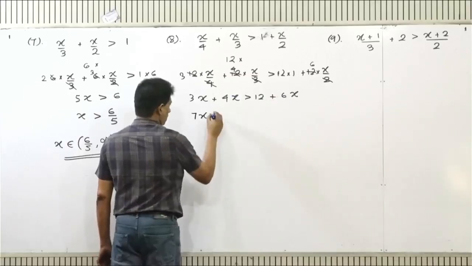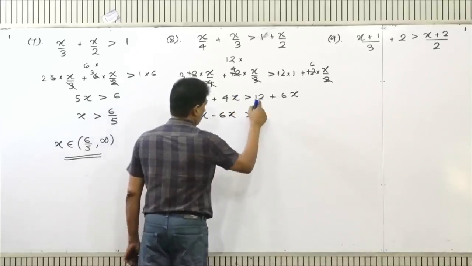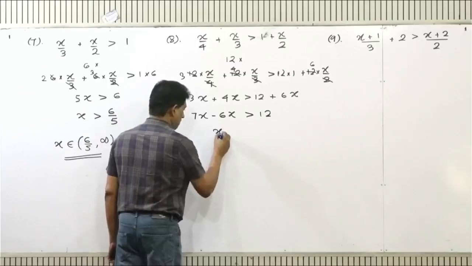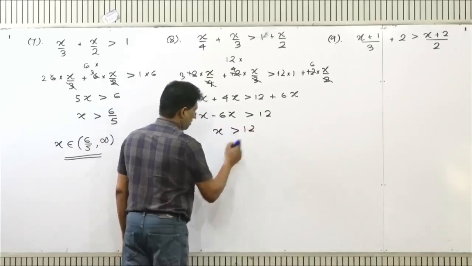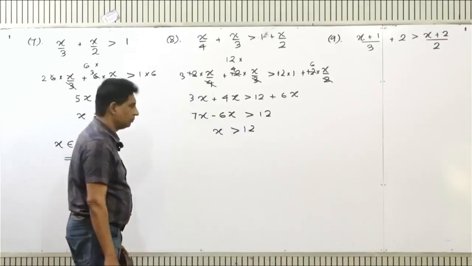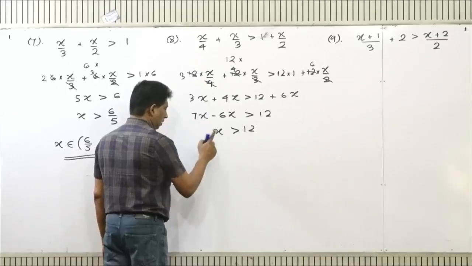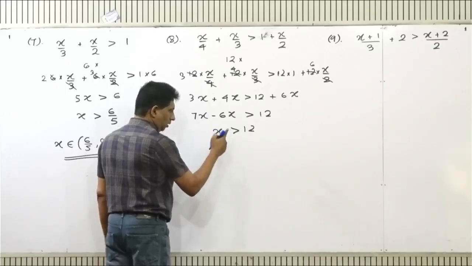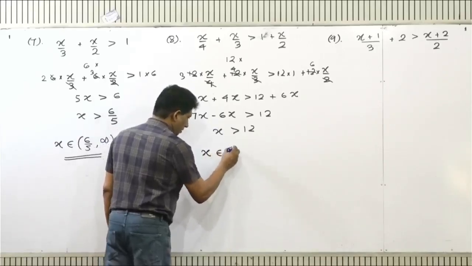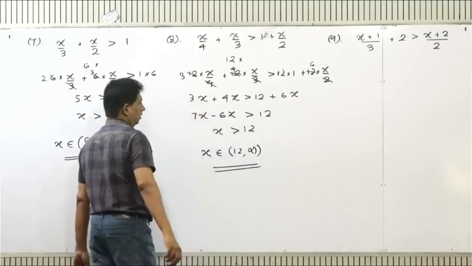Now we can take this positive 6x this side, then minus 6x, then here 12. No? 7x minus 6x means x is greater than 12. Now we have subject x. As x is greater than 12, that means x can take any value in between 12 and positive infinity. So the solution set is this interval.